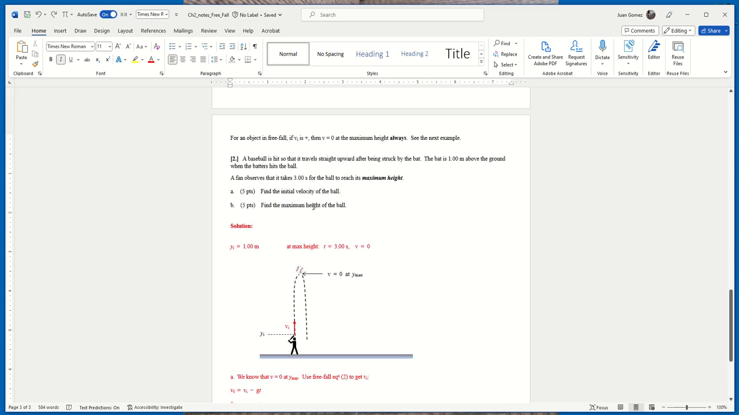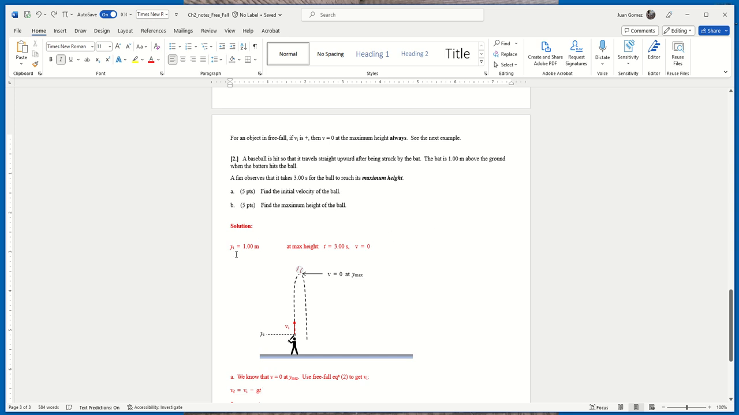Well, let's look at this problem. A baseball is hit so that it travels straight upward after being struck by the bat. The bat is 1 meter above the ground when the batter hits the ball, i.e., Y initial is 1 meter. A fan observed, somehow this fan has a stopwatch with him, that it takes 3 seconds for the ball to reach the max height. In part A, I want to know the initial velocity of the ball, VI. Part B, I want the maximum height of the ball, i.e. YF at the max height.